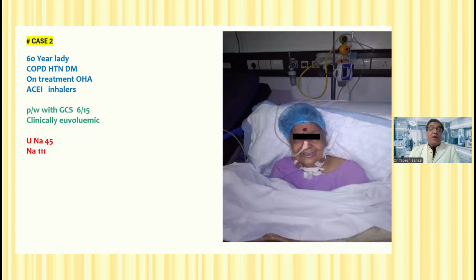Now, this is another case. This 60-year-old lady, COPD, hypertension, diabetes. She came to our ICU. She was on treatment with oral hypoglycemics, ACE inhibitors, and inhalers. She had a GCS of 6/15 and was clinically euvolemic. Urine sodium was 45 and serum sodium 111. So, what is the cause here? What do you think is the cause?